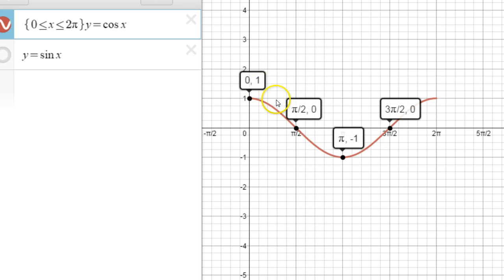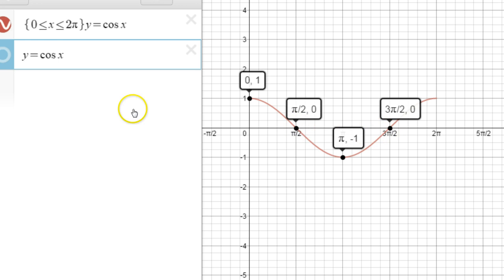Cosine will start at 1 on the y-intercept, and it will start to go down and then come back up into the hill. So for those of you who are Tiny Wings fans on your iPhone apps, you'll recognize this hill right here.